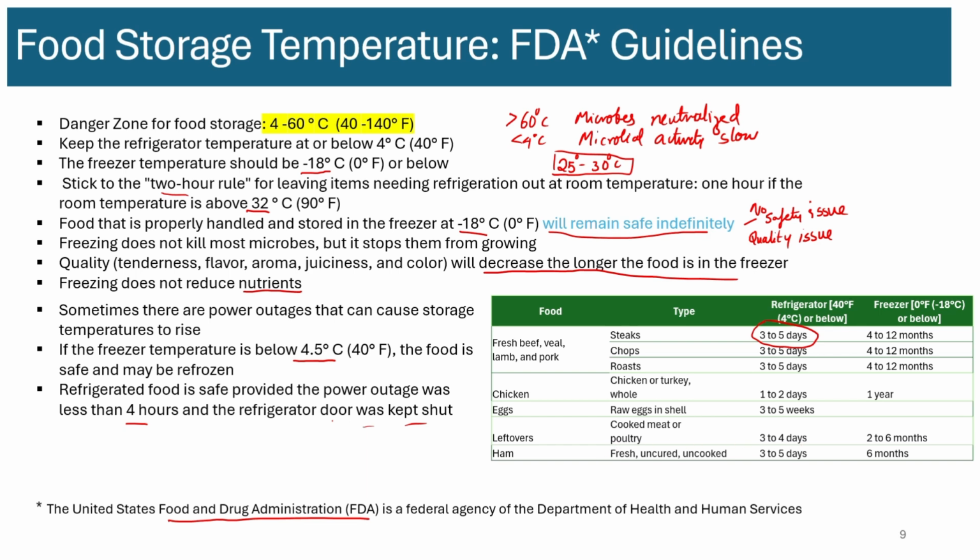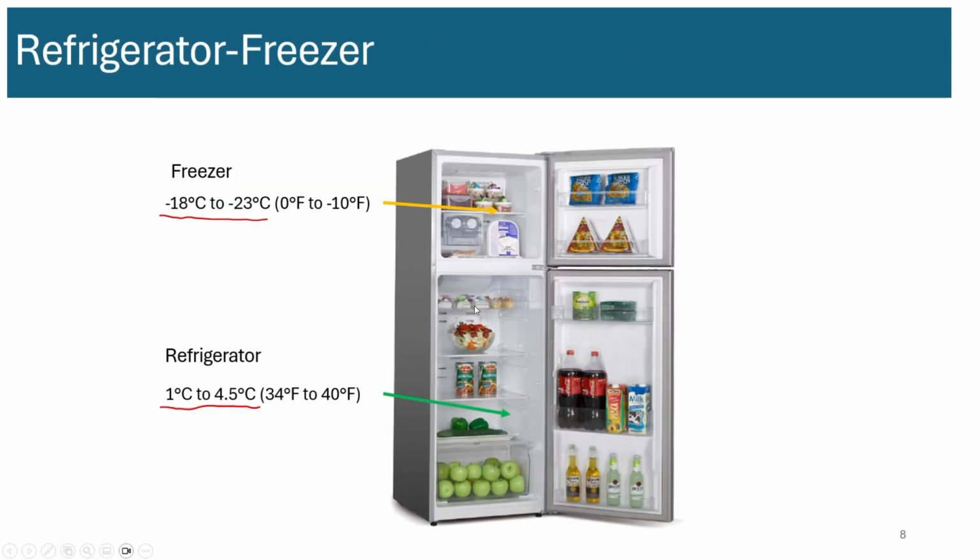At 4 degrees C, you can see a lot of fruits and vegetables, things like that, that you're planning to consume within days. Things that are stored in the freezer, you can store for years, as long as you're not opening it frequently or causing the temperature to go above minus 18 degrees C frequently.